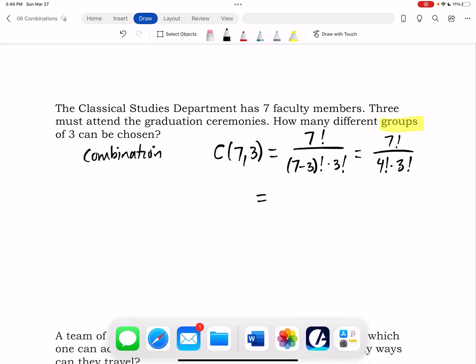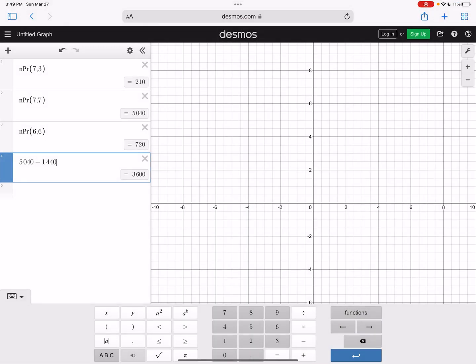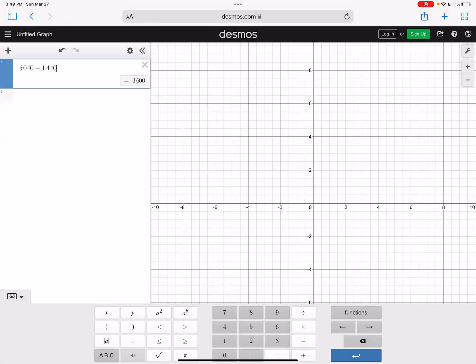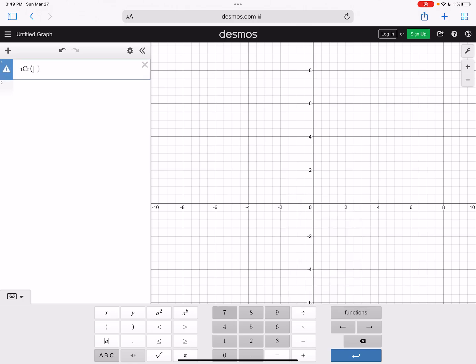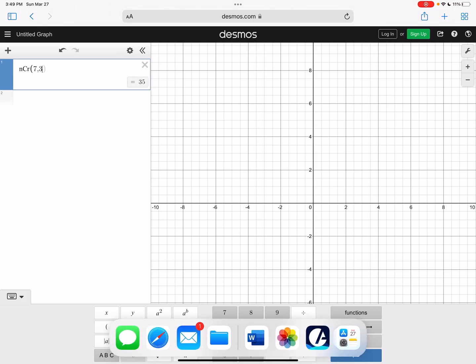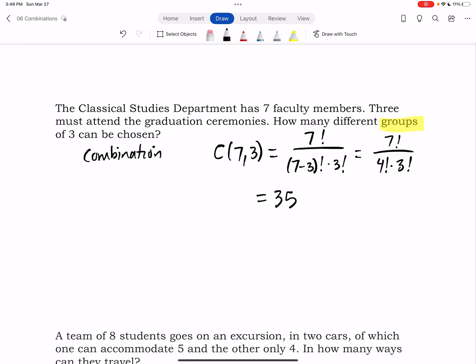Again, you can just put this in Desmos. Same place. You go to functions and you scroll down to nCr. We have 7 objects and we're choosing 3 of them to put in a group. 35 total possibilities. 35 different groups.